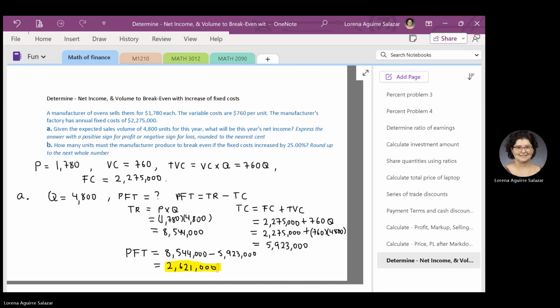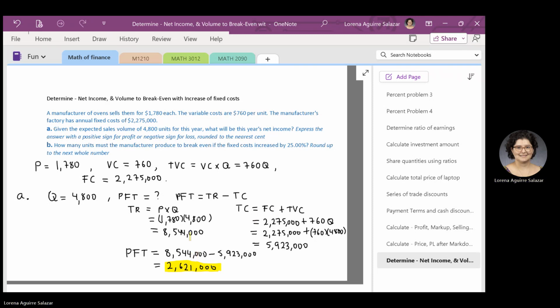That's the answer to part A of this problem. We got to that answer by playing with various variables. We fixed the number of items produced and sold, and then with that, we got profit equals total revenue minus total costs. Total revenue was written in terms of P and Q. Total costs were written in terms of fixed costs and total variable costs. And we found the answer to part A this way.